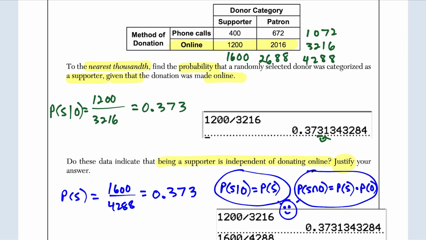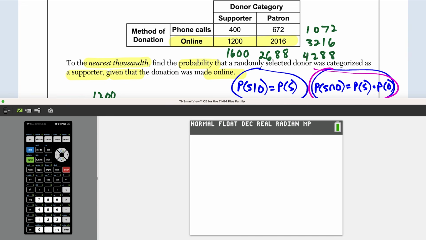Now, before we move on, let's explore the second option here and see that it brings us to the same conclusion. So let's check out the left side first. What is the probability of someone being a supporter and donating online? So we can see here that the supporter column is here and the online row is here. So there are 1,200 people that are supporters that donated online. So that's 1,200 people out of how many were there in total? There was 4,288 people total. So we'll just divide here and see what probability we get. So we get this value here.